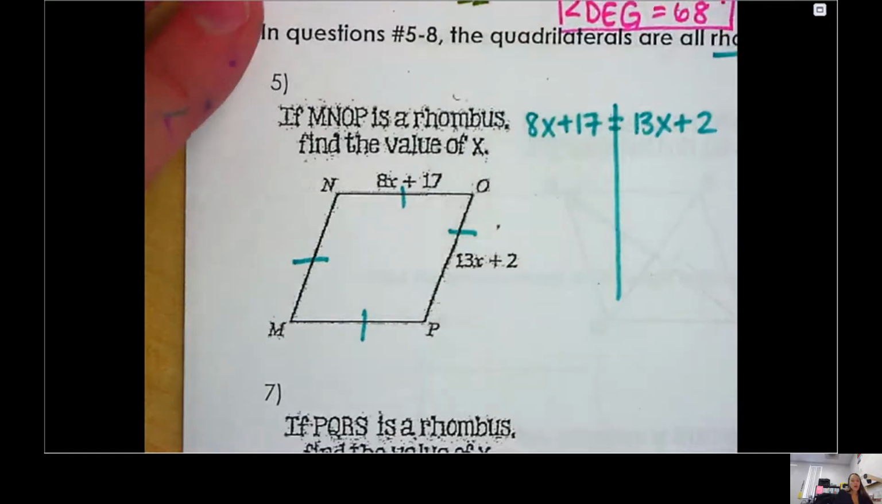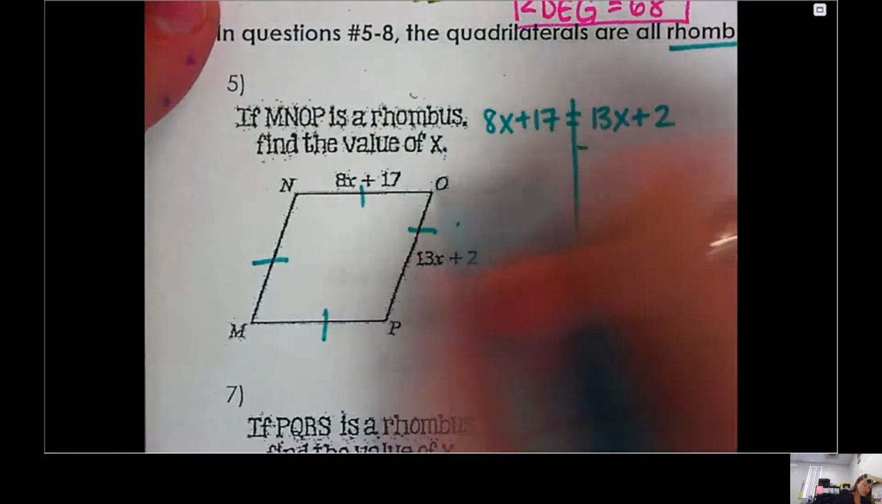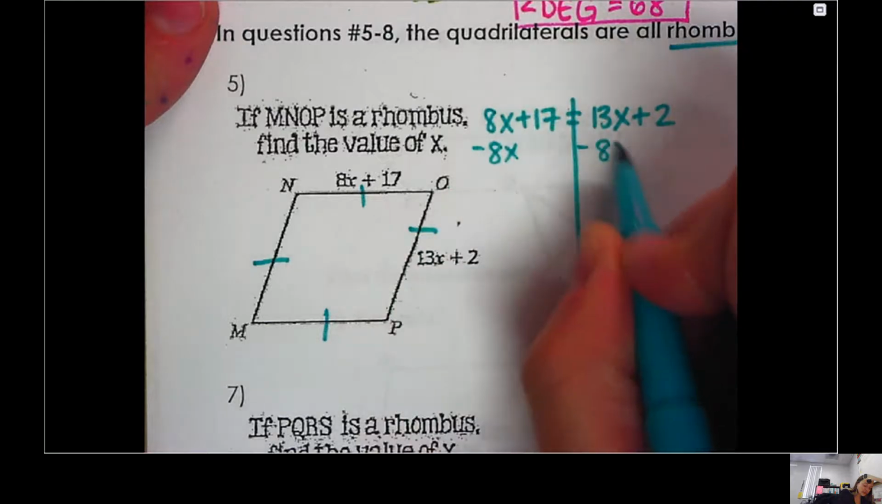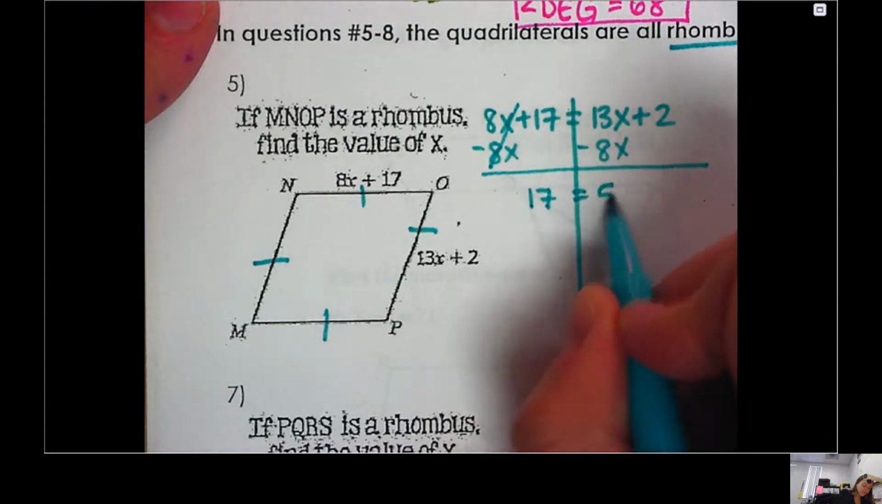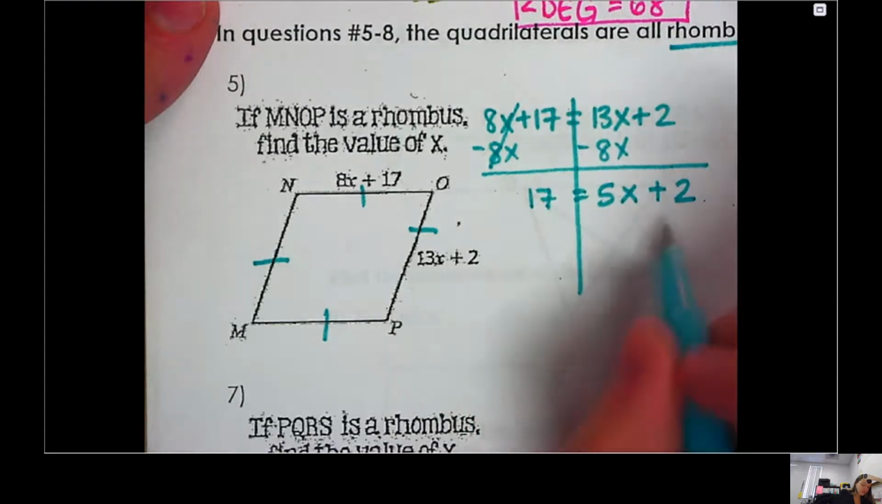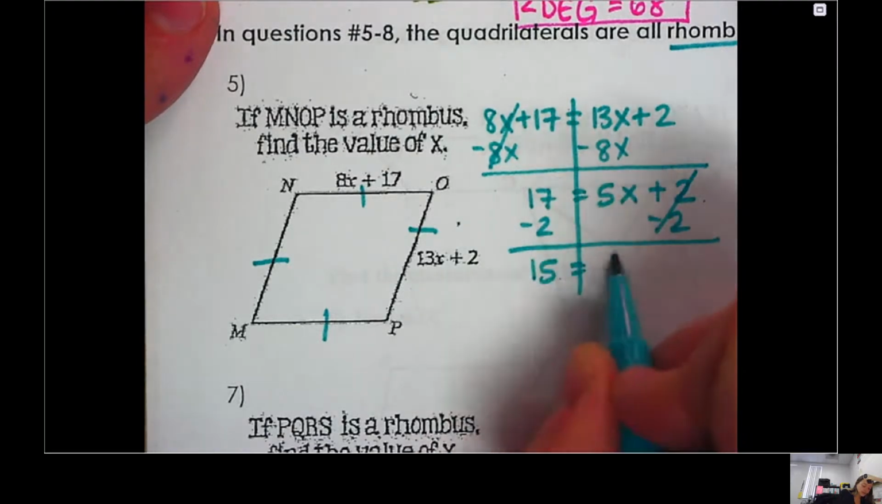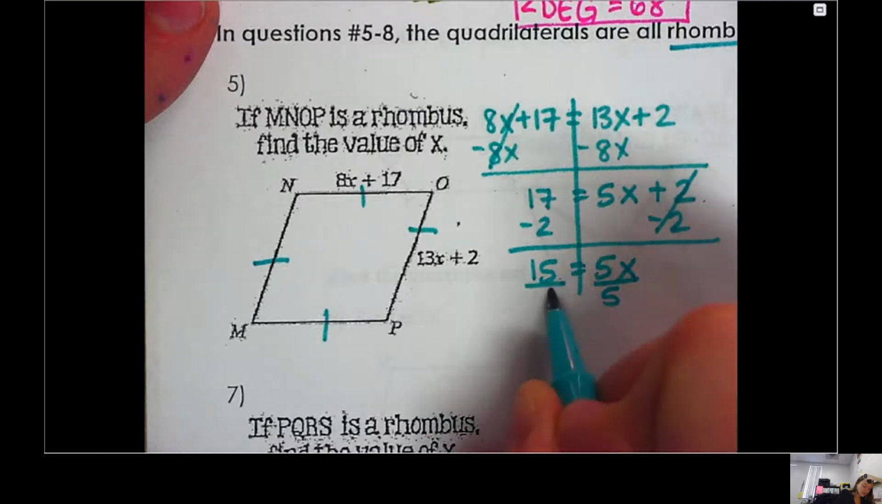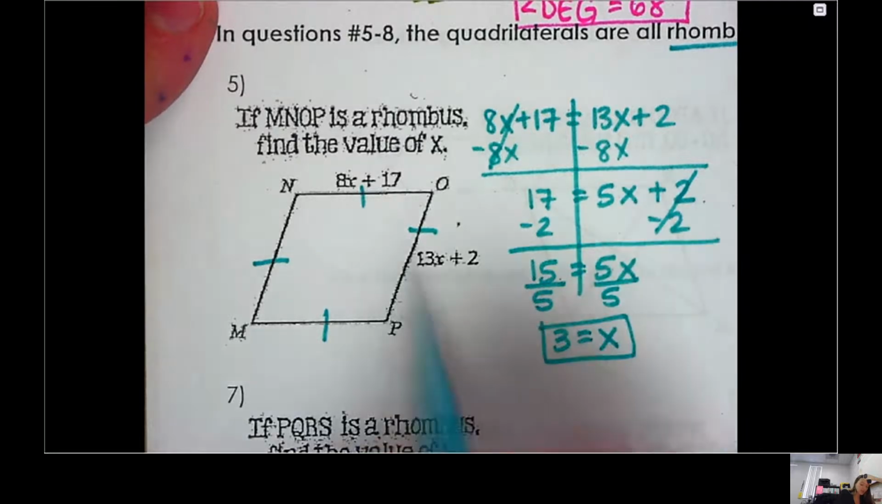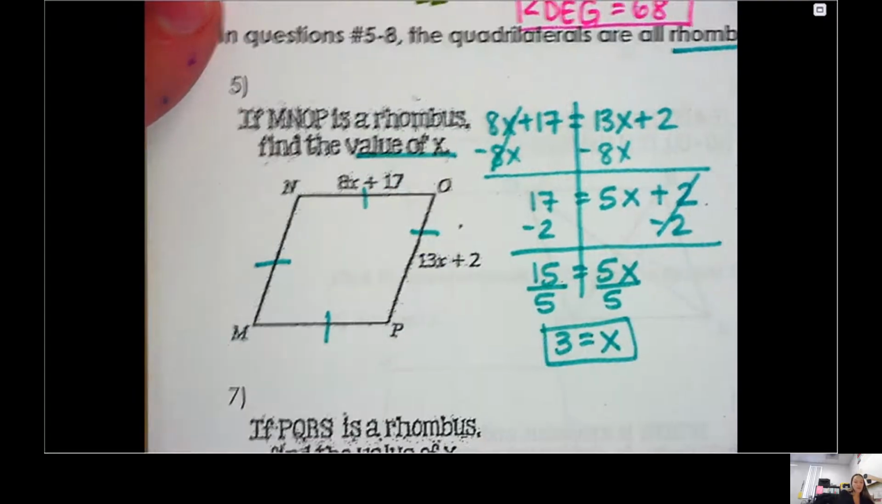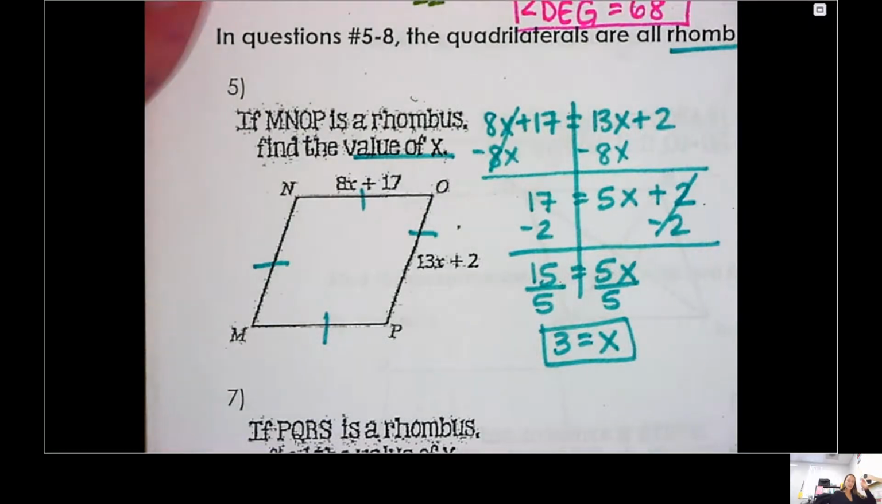And then it just becomes quick old algebra, your fave. So I'm going to subtract 8x from both sides. Then I'm going to subtract 2 to get all my constants on the same side. I'm going to divide by 5. I get 3 equals x, and the problem only asks me for the value of x, so I'm finished. If I wanted to, I could plug it in just to be sure that my answers were correct, but since I'm always right and I never make a mistake, I'm not going to check my work. I'm going to move on to the next one.